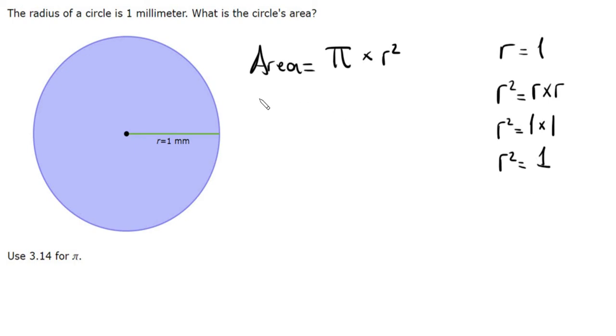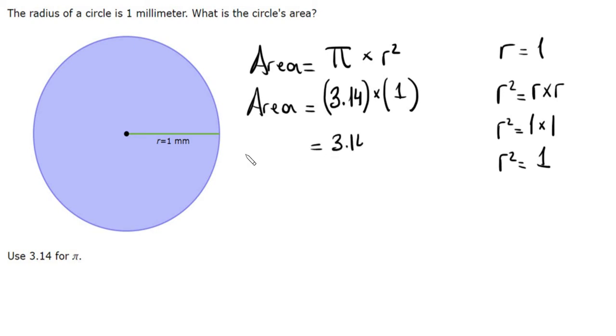Then the area of this circle is going to be pi, which is 3.14, in brackets, times r squared, which is 1. If I multiply 3.14 by 1, I get 3.14 square millimeters. The answer is 3.14 square millimeters.